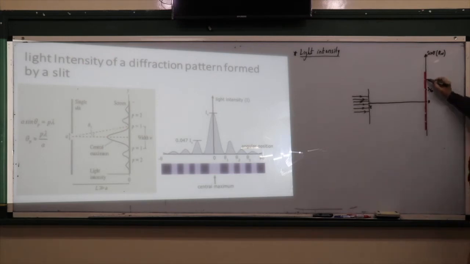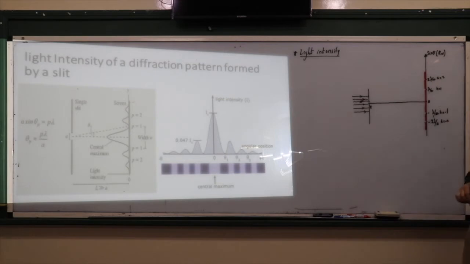Now, the second one is 2 lambda over A. Similarly, you have here minus 1 lambda over A, because first dark, and this is minus 2 lambda over A, second dark. Okay, this corresponds to order 1, this is order 2, this is order minus 1, and here this is order minus 2, and so on.